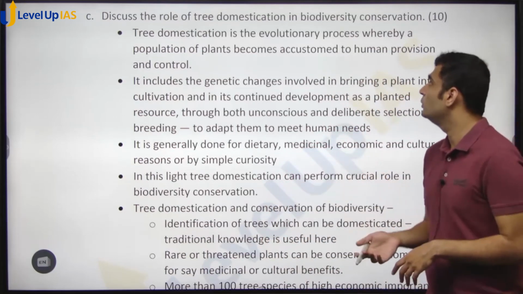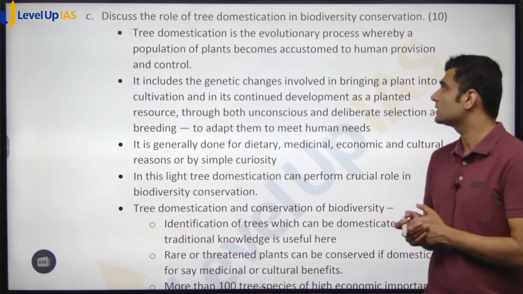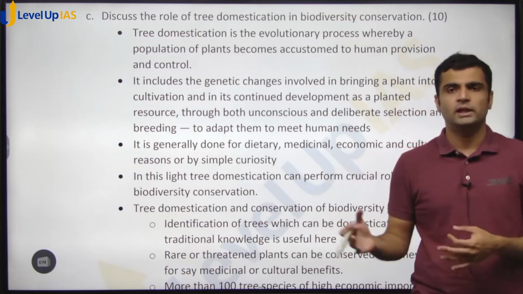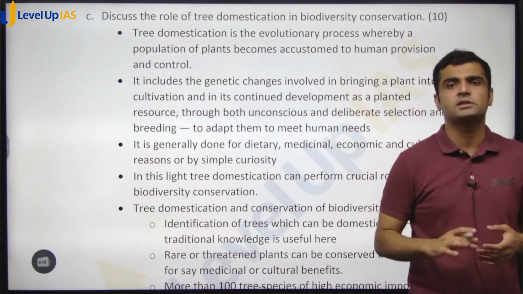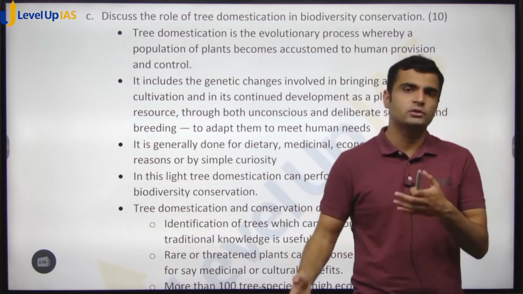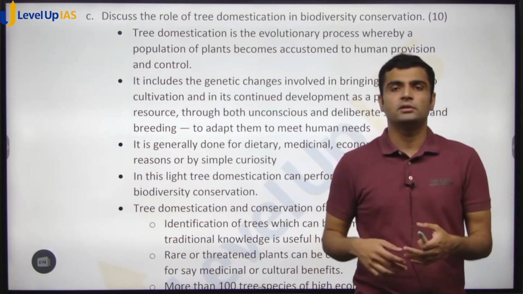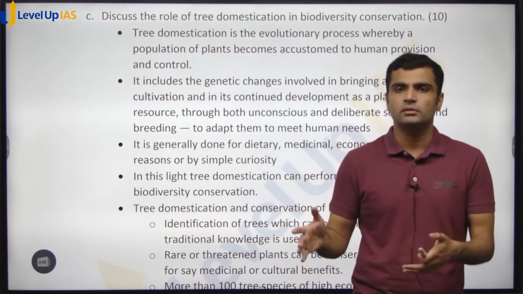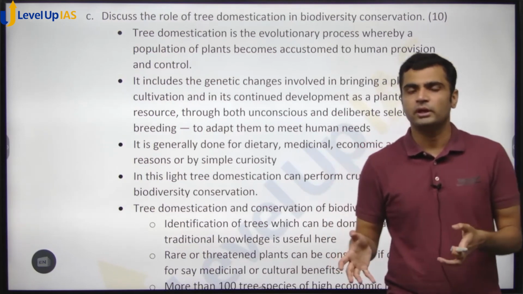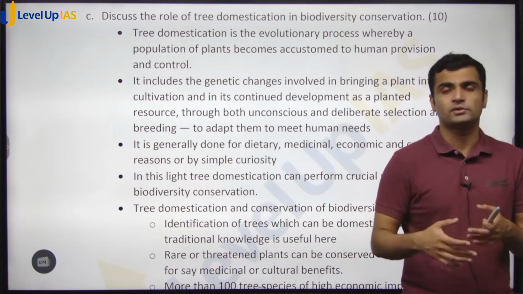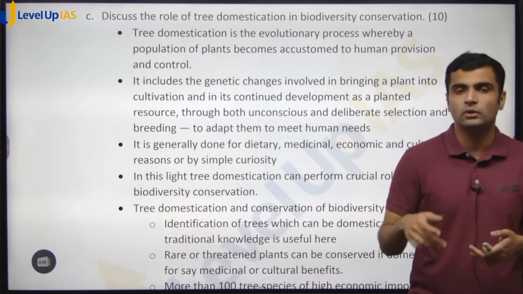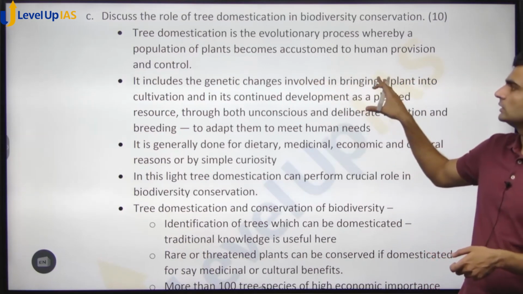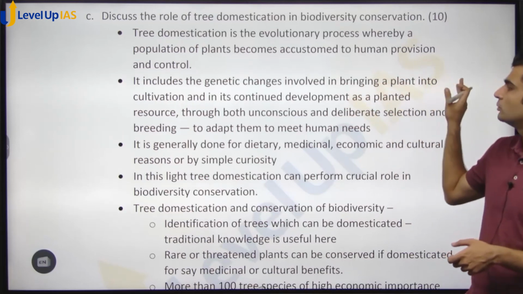Tree domestication is an evolutionary process whereby a population of plants becomes accustomed to human provision and control. So, like you domesticate animals, like dogs, we have domesticated them over generations and generations, and now the evolution of dogs and humans has been a side by side thing. So now dogs are completely domesticated animals, right? That is the evolutionary process of dogs. Similarly, for plants, it has to be an evolutionary process wherein a population of plants becomes accustomed to humans in terms of its provision and control.